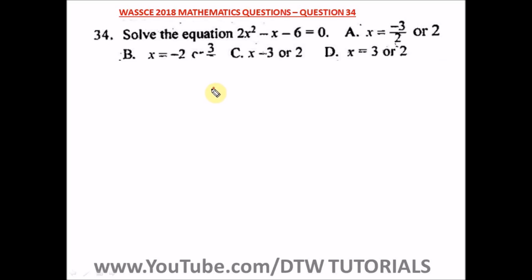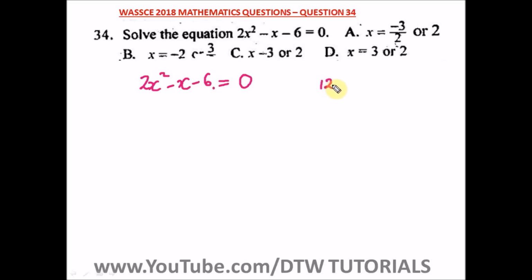Question 34 of the WASSCE 2018 Mathematics Past Question. It says solve the equation this. That means we have to factorize. So we have 2x squared minus x minus 6 is equal to 0. From here, all we need to do is say 2 times 6, so we can get the factors that will either add or subtract to get a minus x. So 2 times 6 will give us 12.